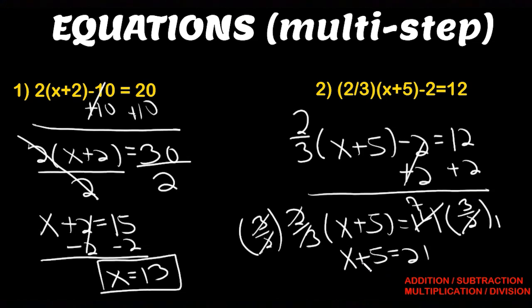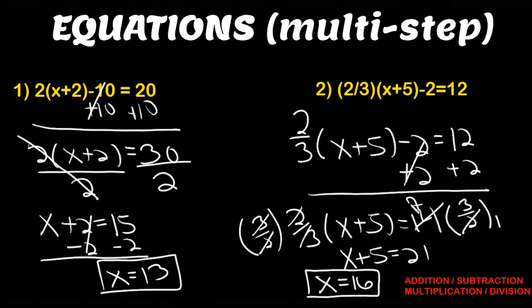So what do I get when I do that? I'm going to get 21 minus 5, and I end up with 16. So I'm going to write here x is equal to 16. And that's going to be the final answer. So we should check it.